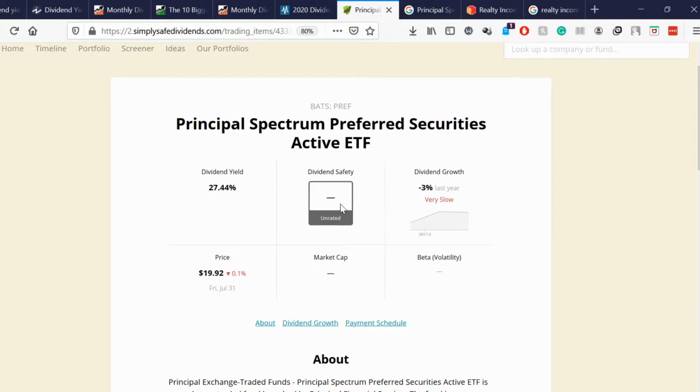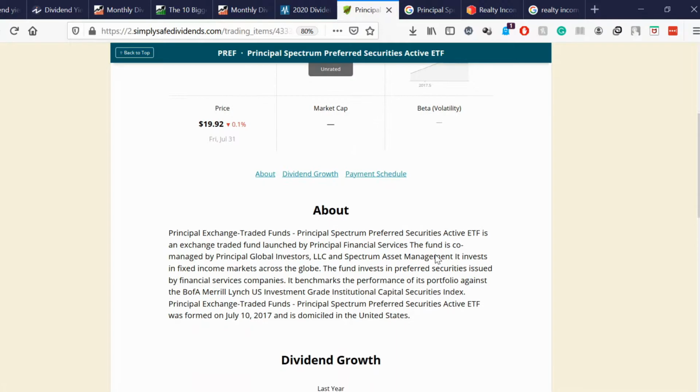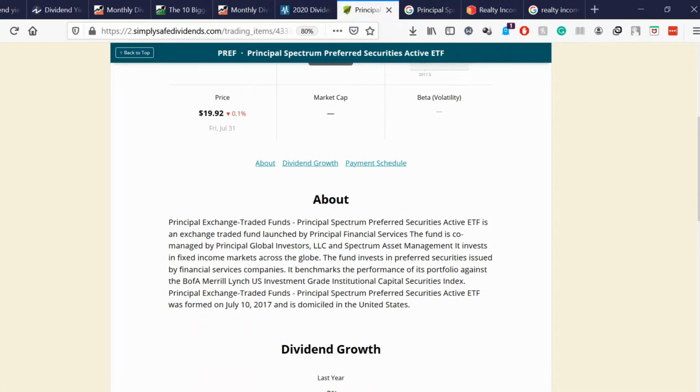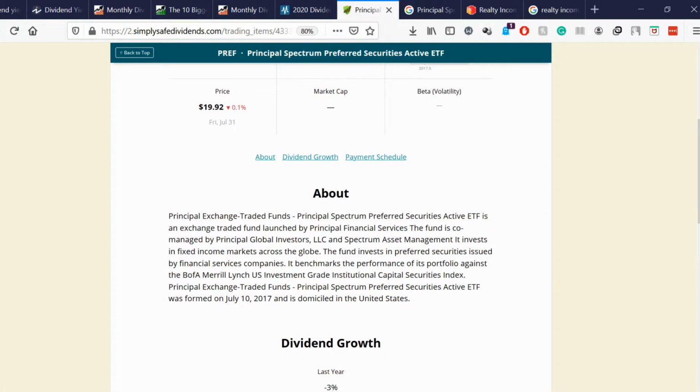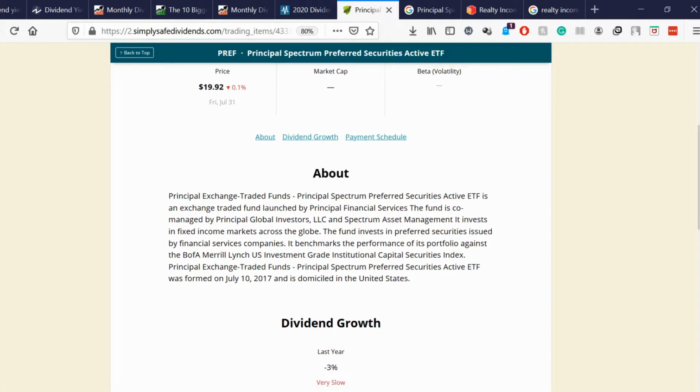The dividend safety is unrated. I don't know the market cap, which is very, very important to me. I don't know if it's a big company, is it a small company, what's going on, right? I don't know that. And it gives you some information about them. It says principal exchange traded funds, principal spectrum, preferred securities, active ETF is an exchange traded fund launched by Principal Financial Services that funds is co-managed by Principal Global Investors. So, like I said, this is all a bunch of jargon. I don't know what any of this stuff means.